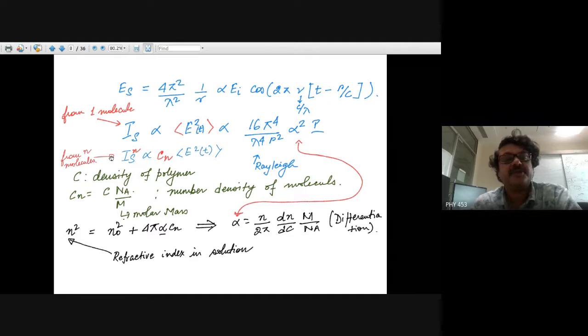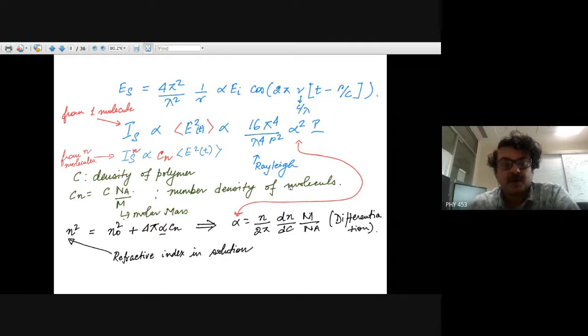And if you have some N molecules, then I_s from N molecules is proportional to C_n, the density of the polymer, if you like, right? If there's a solvent, you would have something else. If it's the polymer, then the scattering contrast would depend upon the density C_n, which is the density of the polymer divided by the molecular weight of the individual molecule. So capital M is the molar mass, N_A is the Avogadro number. So basically, C_n is the number density of molecules, and that's what the intensity would depend on.